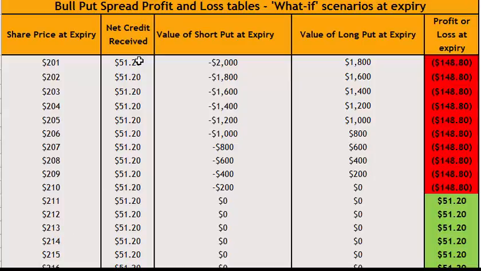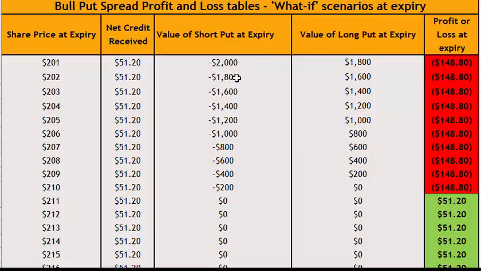So the first thing we put in here is the net credit we've received for the entire trade, which is 51.20. And then we've got two put options to consider that are now at expiry. So if the share price is at 201, you can see we have a value in here of minus $2,000. Where did we get that from? Well, remember, the short put is at the $211 strike. And if the share price is at 201, that means that put option is $10 in the money, or in other words, has $10 of value in it. Now, we sold two put option contracts, so that would mean it's a minus for us, and it's minus 20. And remember, in the options market, one contract controls 100 shares of stock. So minus 20 by 100 gives you minus 2,000.